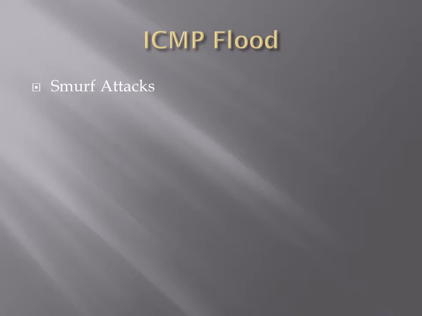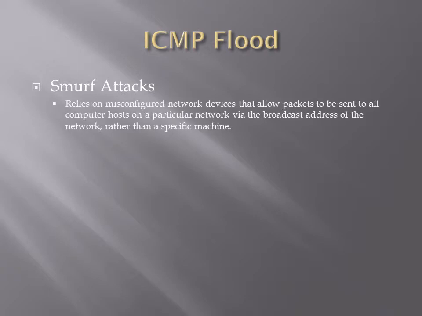The first type of attack we're going to be discussing is a Smurf attack. This attack is on the public internet, and it relies on misconfigured network devices that allow packets to be sent to all computer hosts on a particular network via the broadcast address of the network rather than a specific machine. This attack is not very common, and that is because most routers are able to be configured in a way that prevents them from forwarding the broadcast packets to other networks.